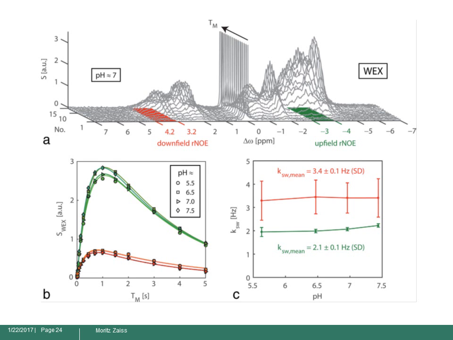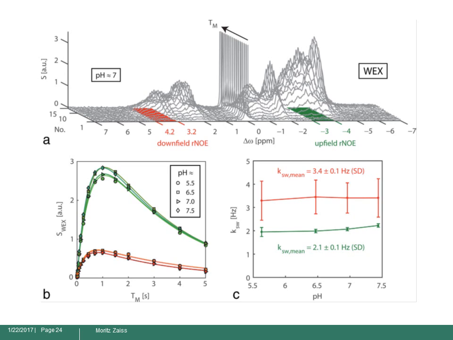And we did the same in BSA. We went to different pH. So this is like WEX spectroscopy here. The WEX spectroscopy just shows very slowly exchanging processes, which are NOEs. NOEs are very slowly exchanging. And what we saw here is that in addition to the upfield NOE, we also see downfield signals, and we changed the pH in this BSA solution. And what we see is that the pH dependence is very much constant for both the upfield NOE and also this downfield contribution.